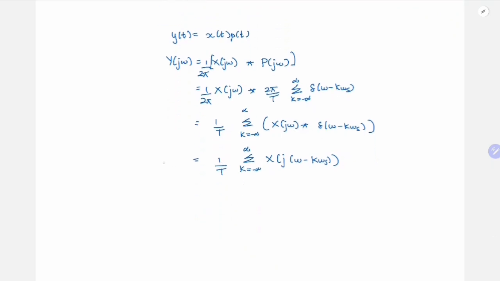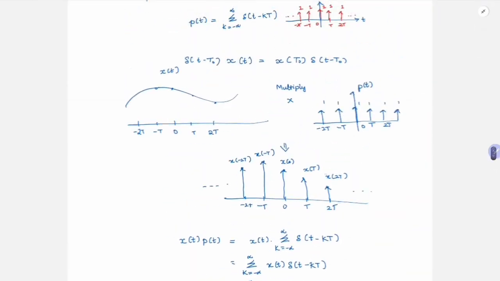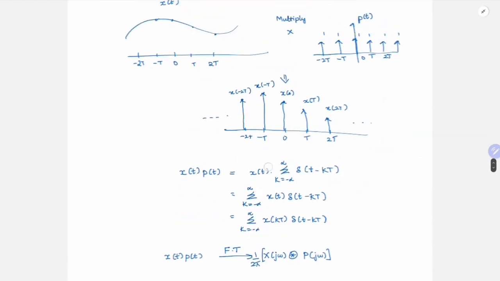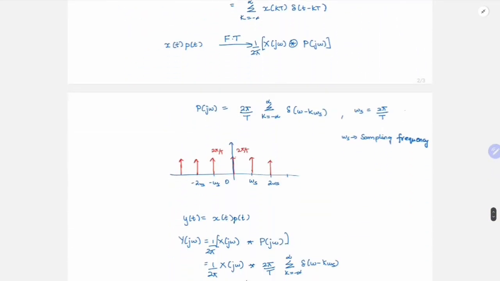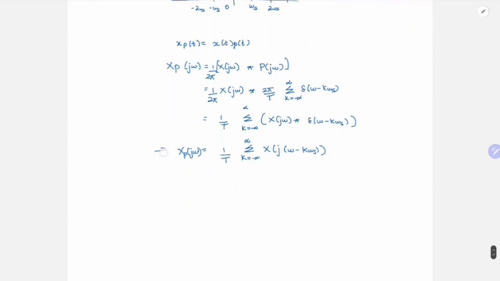And what is Y of j omega? It is nothing but the Fourier transform of the sampled x of t. So I choose to call it Xp of j omega. If I call xp of t the sampled version of x of t, then I can call this Xp of j omega. So this is my Fourier transform of sampled x of t, which is equivalent to xp of t.